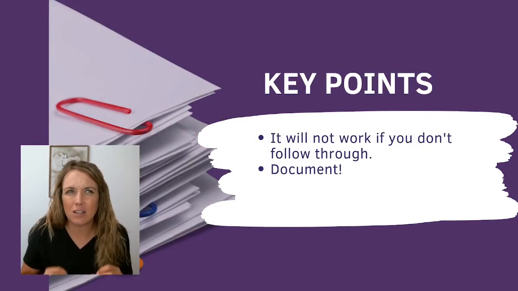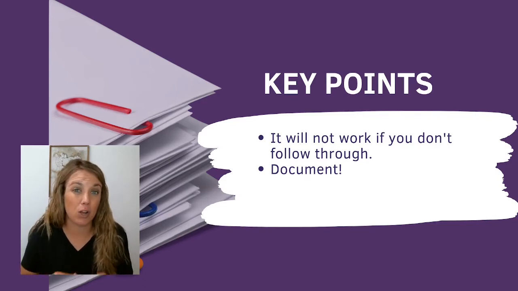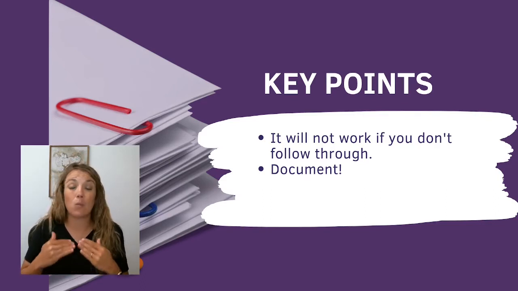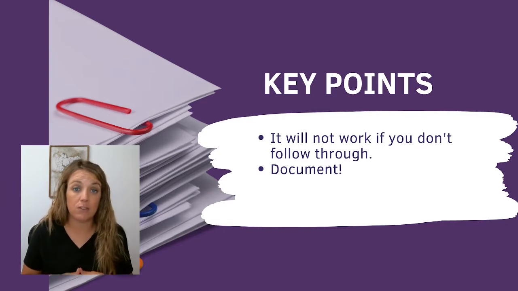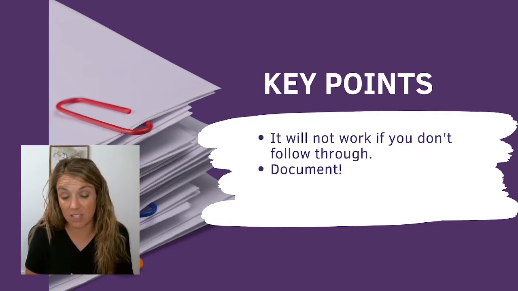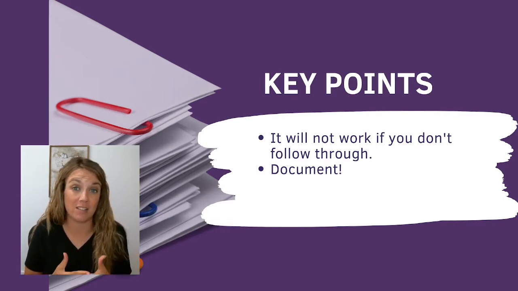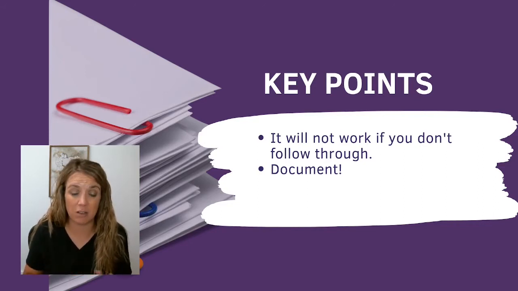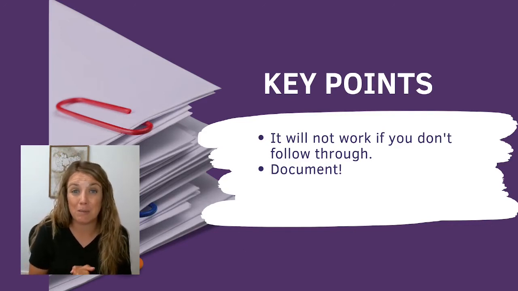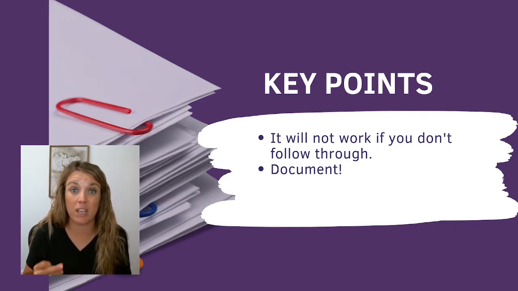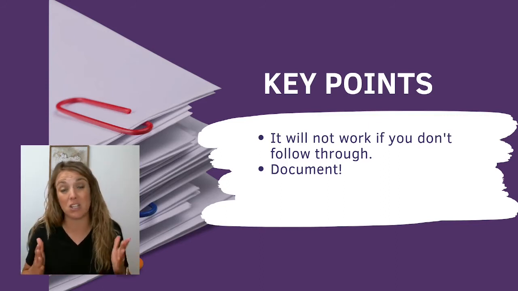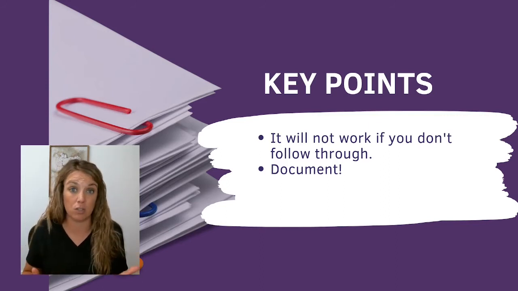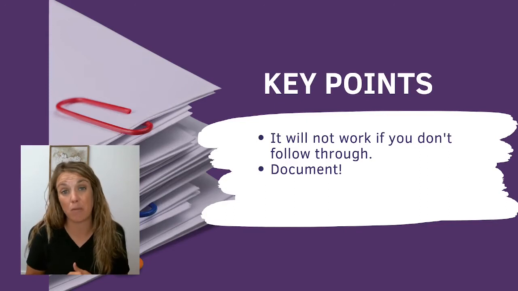Now, consequences have to be followed through. It will not work if you do not follow through. If you do not use these consequences, the kids are going to test you, and they're going to try to see whether or not you are going to follow through. So it's very, very important that you always follow through. Don't just keep giving warning after warning, because ultimately that stresses you out and does no good. You're going to have a discipline problem if all you do is warn your kids.